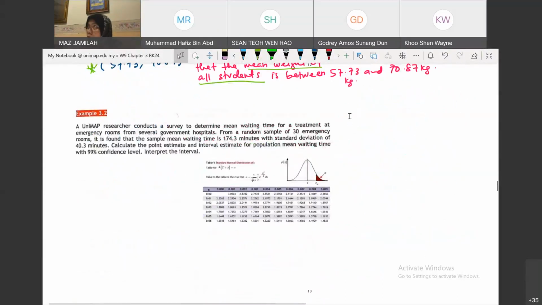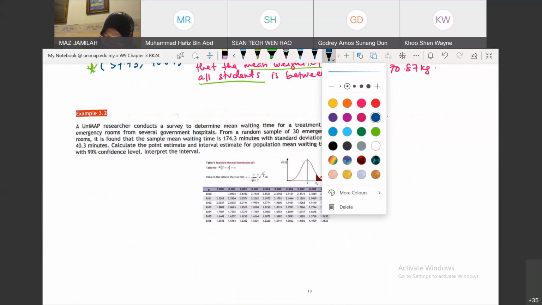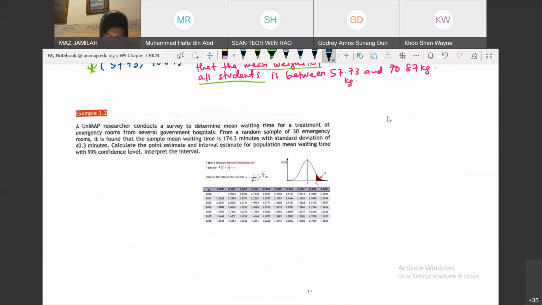So very quick, it's 9:10, so very quick for example 3.2. Let's say a UNIMAP researcher. Why do I need to repeat the question again, as if you don't know anything? So how do we begin our solution? A UNIMAP researcher conducts a survey to determine the mean waiting time for a treatment at emergency rooms from several government hospitals. From a random sample of 30 emergency rooms, this means the emergency rooms come from 30 hospitals.